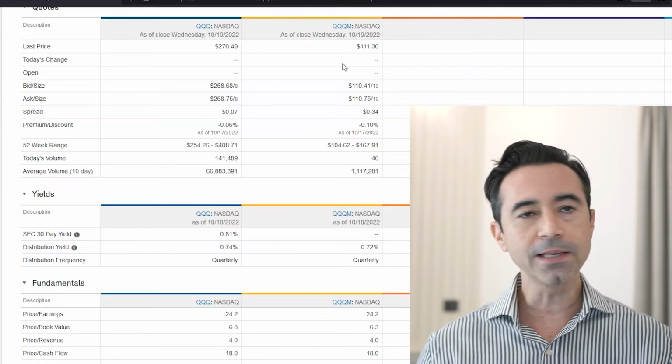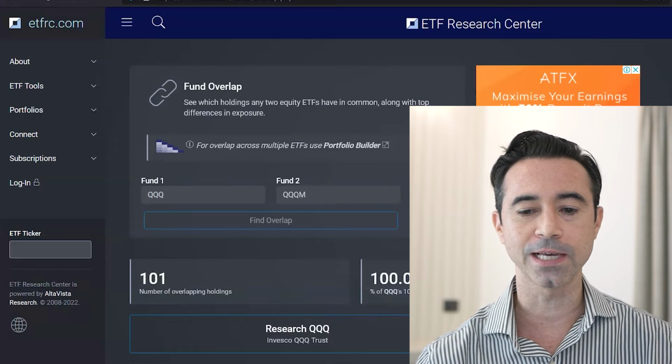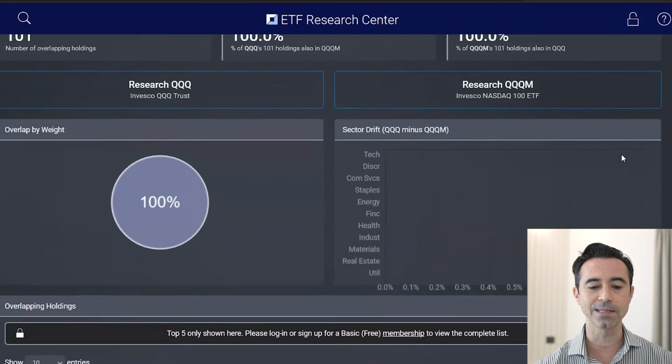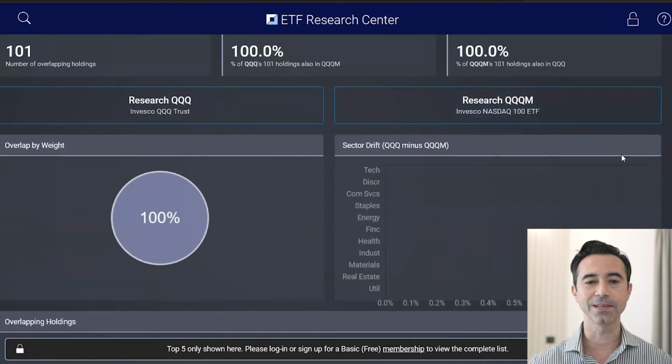Now, if you don't believe me on how close these are, well, take a look at the fund overlap, and you can see it's 100%. So they're the exact same funds. Literally, the only difference is, well, let's say how much money is in assets under management. Of course, they're both Invesco ETFs, so they're both the same fund company anyway. But how much in assets under management? So Triple Q has way more in assets than Triple QM.